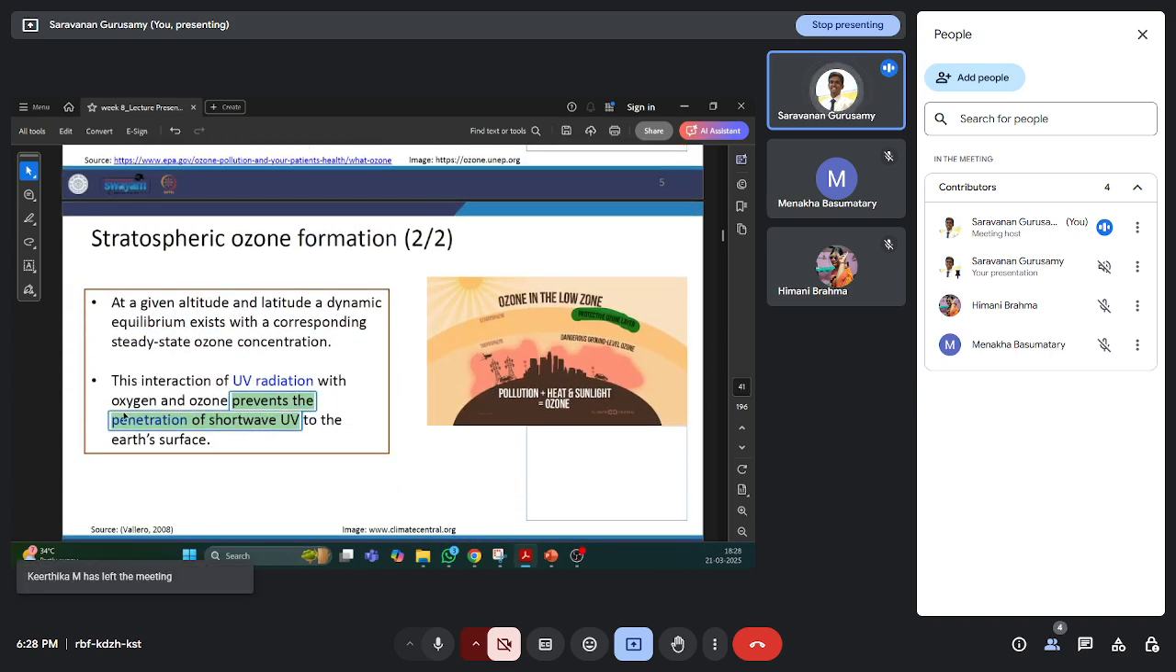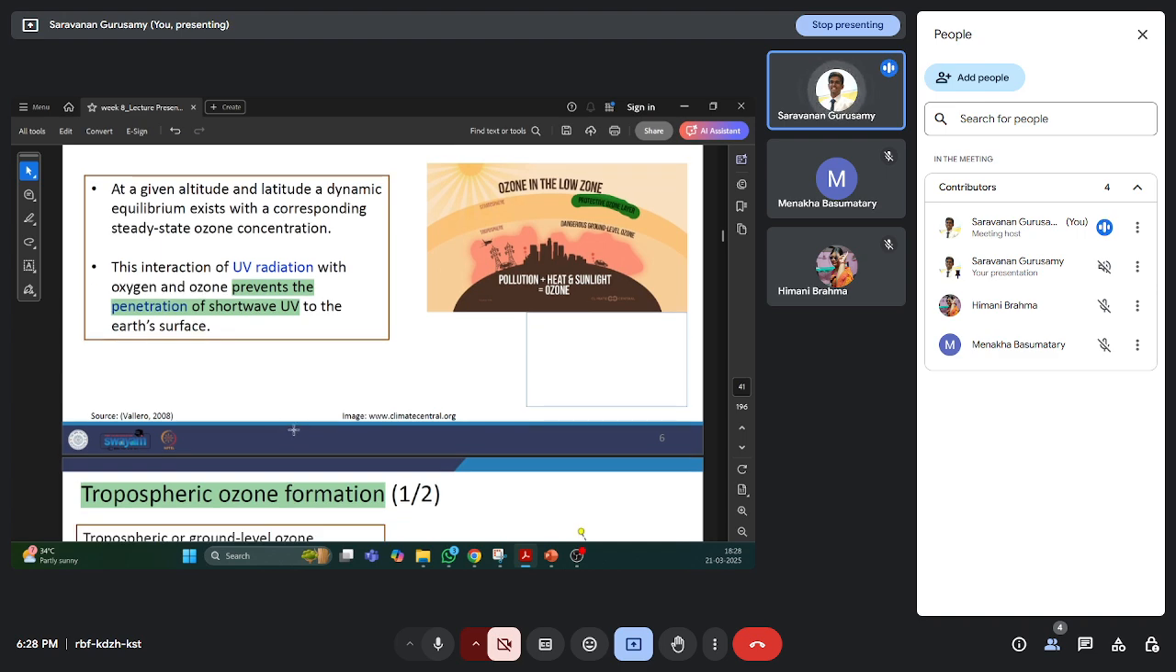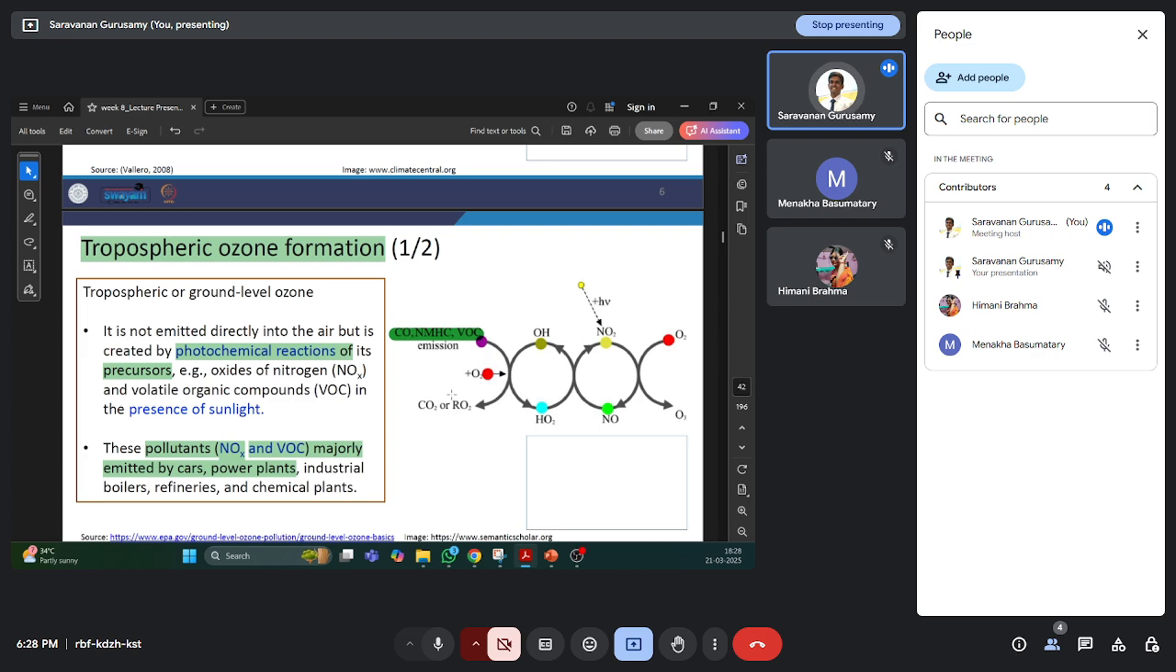The UV radiation with the oxygen and the ozone prevents the penetration of the shortest UV, that is, the UVC will be trapped from penetrating. Then tropospheric ozone formation, that is the problem. There are two kinds of ozone. Stratospheric ozone is good. Whenever ozone is in the stratosphere, it is good for human health and for the earth. But whenever there is ozone in the troposphere, then the problem comes.